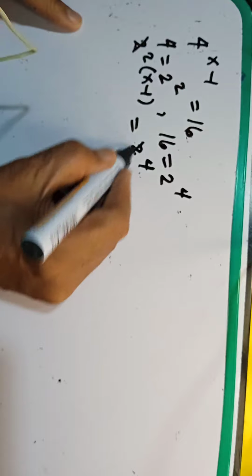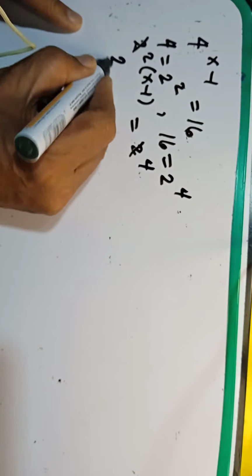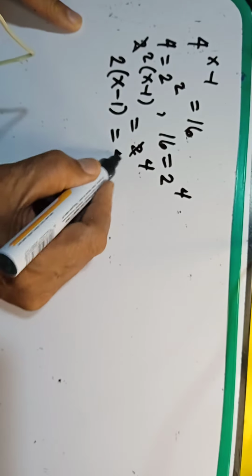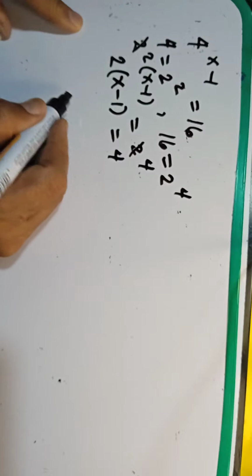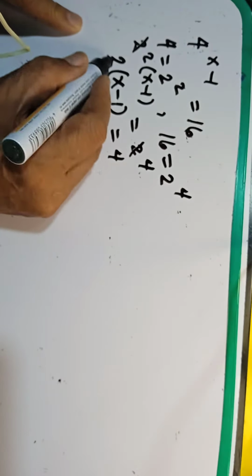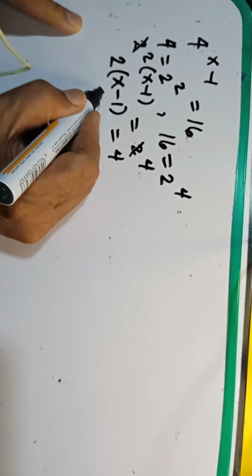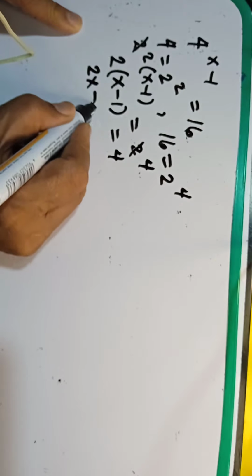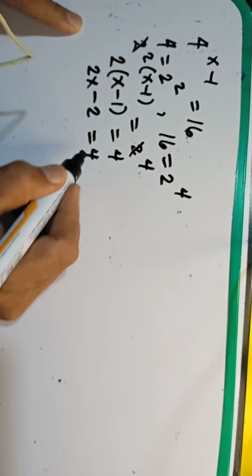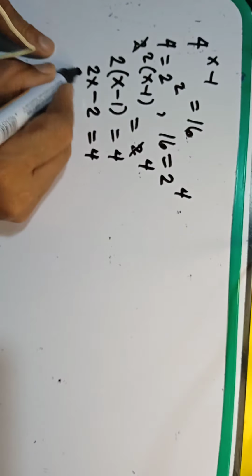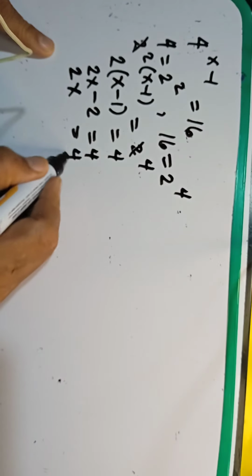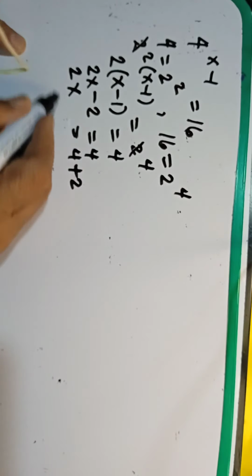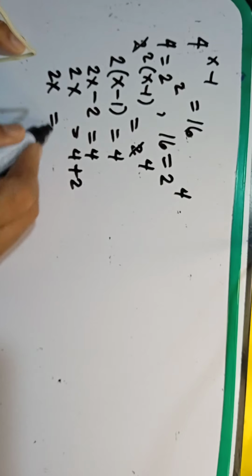So, disregard the bases. We take the exponents: 2x minus 1 equals 4. Then, we distribute by multiplication 2 to x and negative 1. So, 2 times x equals 2x, and 2 times negative 1 is negative 2, equals 4. So, 2x is equal to 4 plus 2 by virtue of the addition property of equality. So, we have 2x is equal to 6.